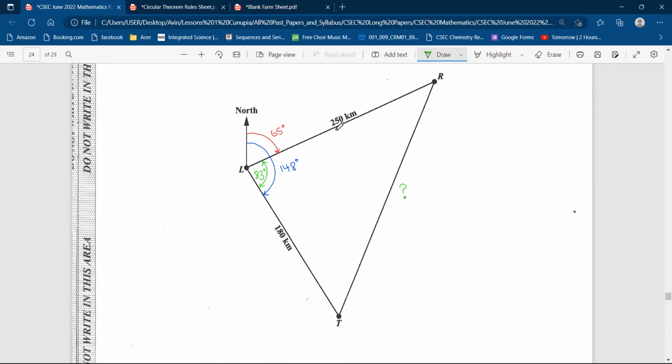You notice you have two lengths, 250 and 180, and the angle in between them. The angle in between the two lengths is 83. So go back to your rules that you made when you did the homework. When you have two lengths and the angle in between, which rule is most likely that scenario?